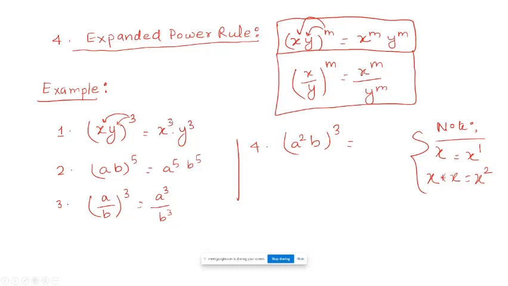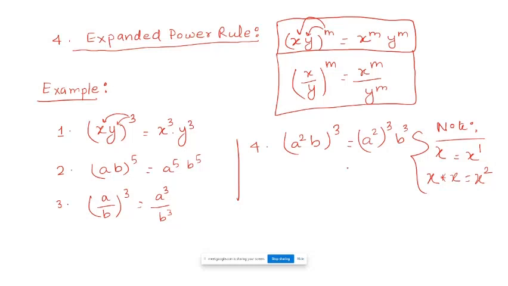Now, in this case, what do we have here? a to the power of 2. So we'll write a to the power of 2 and then it will go to the power 3. Understand? And b to the power of 3. So what will happen here? a to the power of 2 to the power 3 means 2 times 3, b to the power 3. A to the power 2 times 3 is 6, b to the power 3.